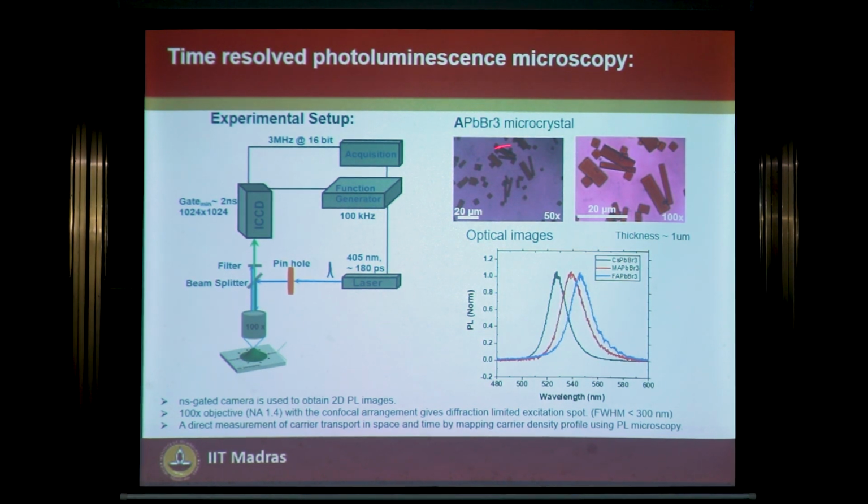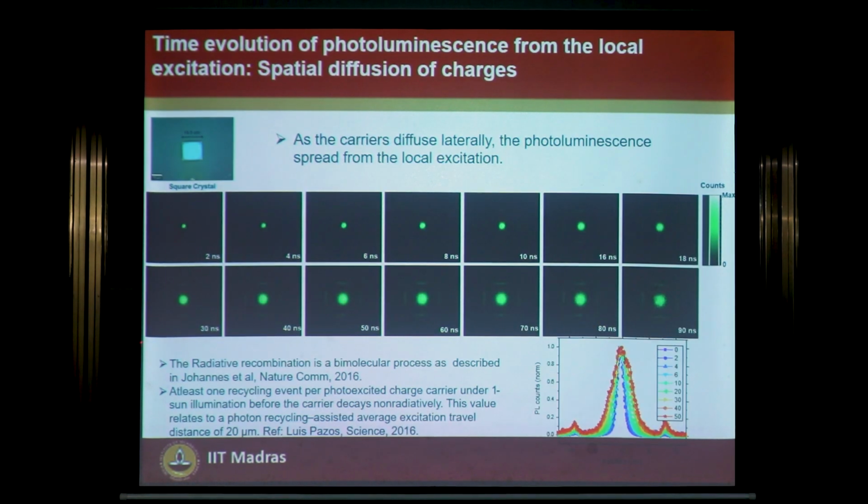For that we consider the ABX3 compound again, but here we intentionally changed the A system in order to identify what is happening in their mobility, and these are lead bromide systems, and they are microcrystals. We intentionally chose microcrystals in order to nullify all the effects which can occur from the grain boundaries. So this is real data.